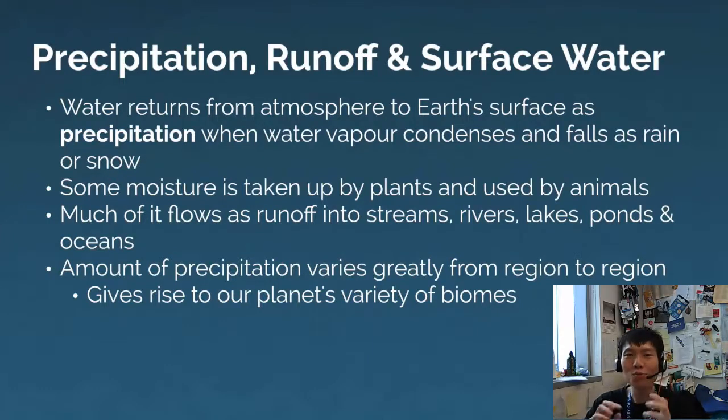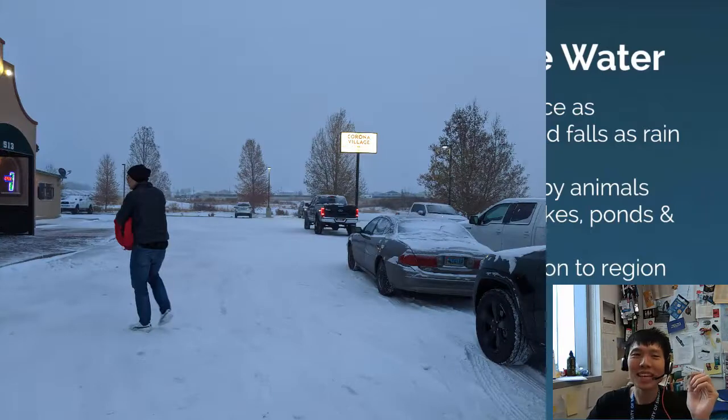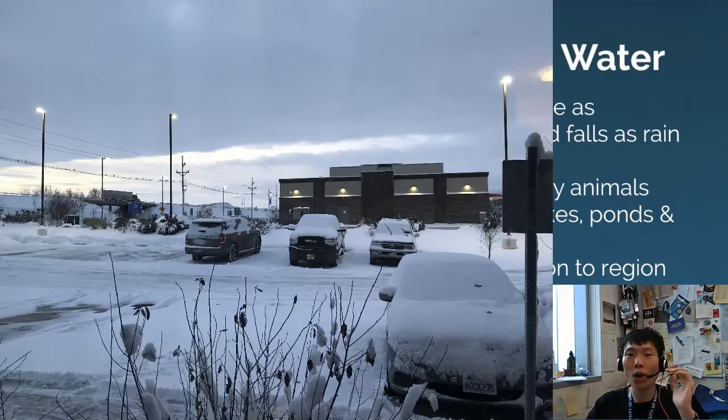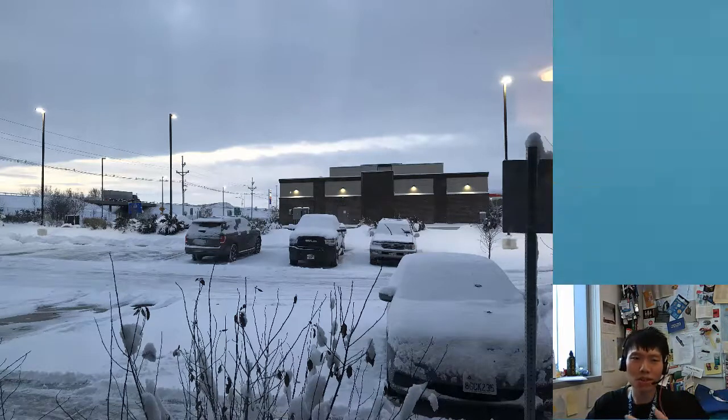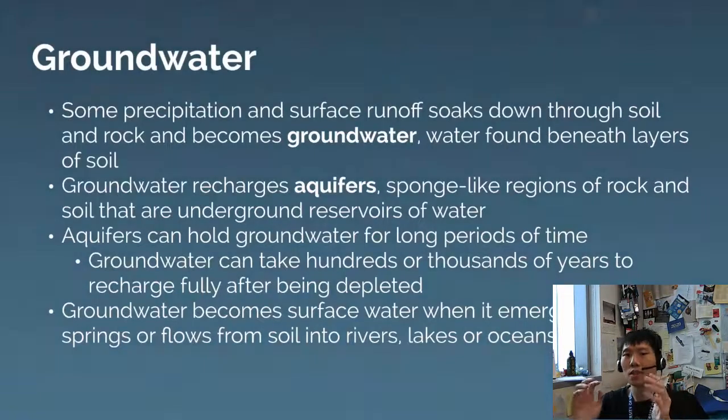Now, next, let's move on to precipitation, runoff, and surface water. Water returns from the atmosphere to the Earth's surface as precipitation, when water vapor condenses and falls as rain or snow; the moisture might be taken up by plants and used by animals. Again, you might not be familiar with snow, but for some of us, you know what I mean. Now, much of this flows as runoff into streams, rivers, lakes, ponds, and oceans, the water bodies on our globe. The amount of precipitation varies greatly from region to region, helping give rise to our planet's variety of biomes.